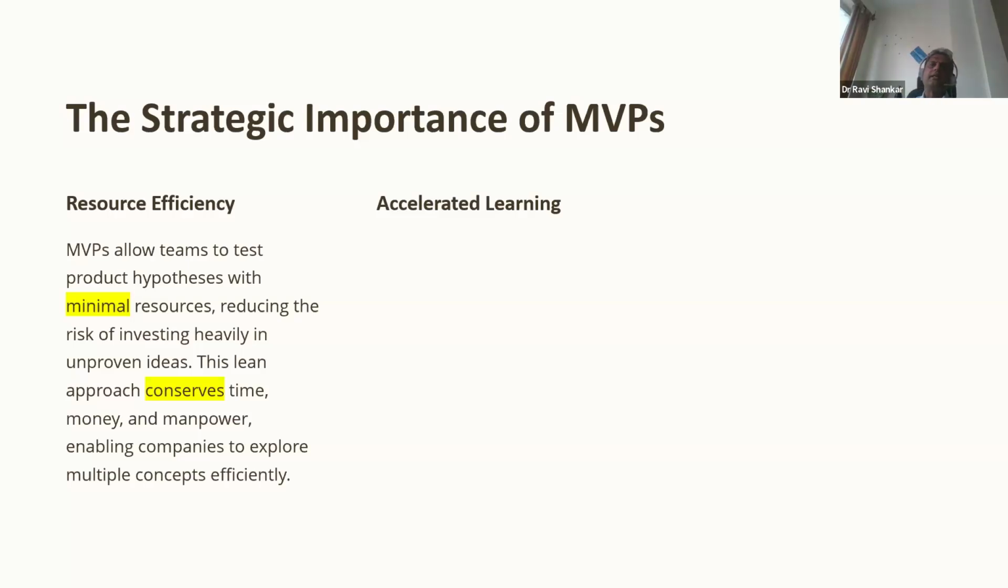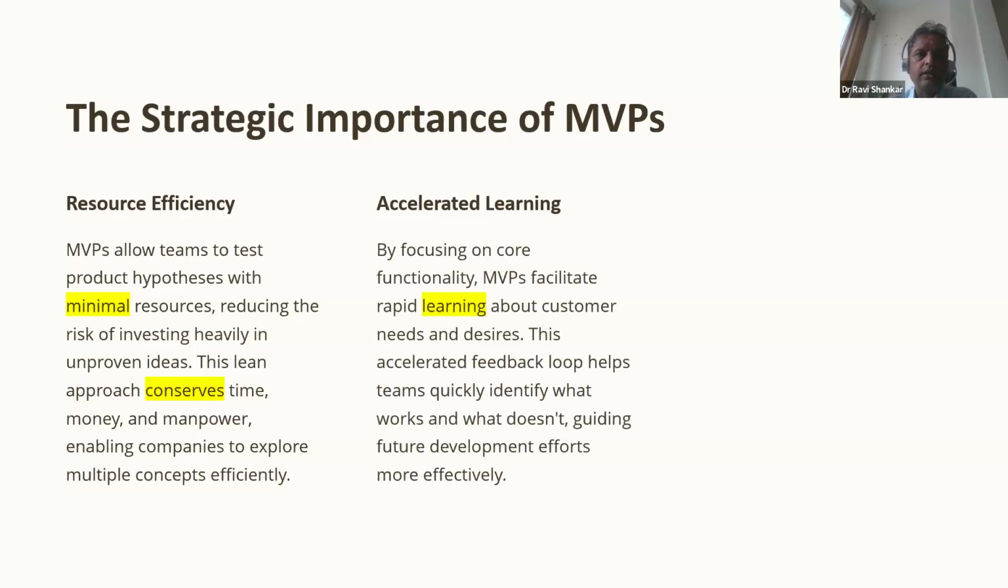Then there's also accelerated learning. You're learning very quickly and rapidly. In today's day and age, time is money. Therefore, accelerated learning is very, very critical. It facilitates rapid learning about the customer's needs and desires. Very quickly, you can figure out what is working, what doesn't work. So there are two related concepts here. You fail fast, learn faster. The concept of failing fast was propounded by IBM in the late 2000s. But now it's the era of you fail fast, but learn faster. That is what MVP allows you to do. It's extremely compelling and potent.